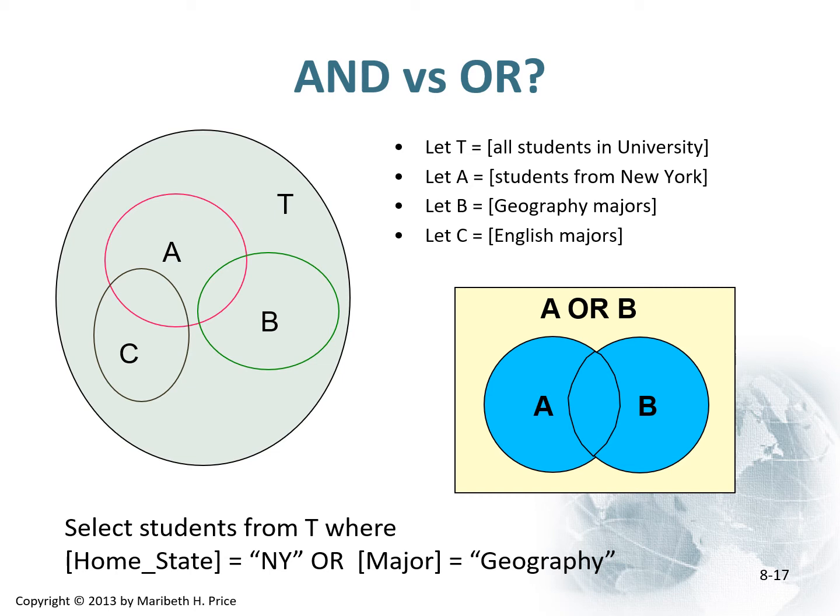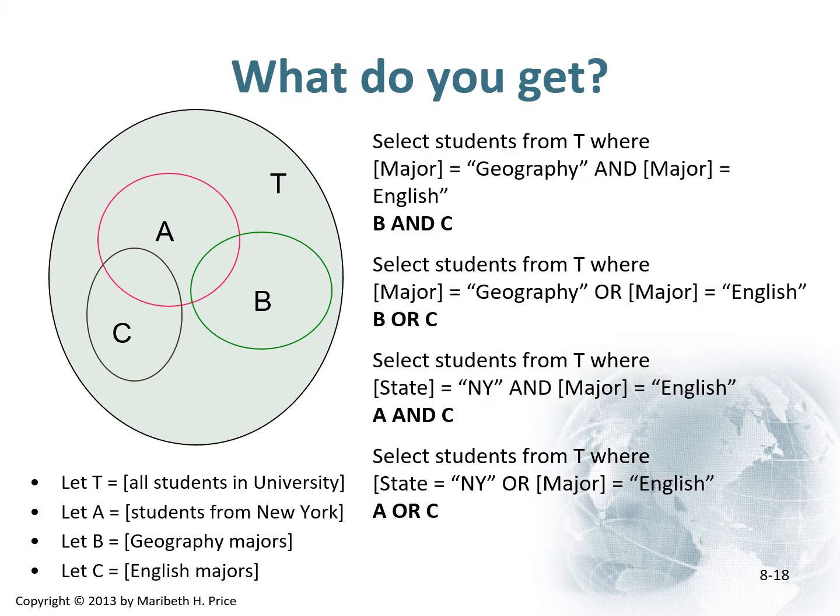Again, simply going from an and to an or, instead of the overlap, it's basically everything that's in A and everything that's in B. So think about these various things. Pause the video if you like and look at it. Try to figure out where you think these things are. It's good practice.